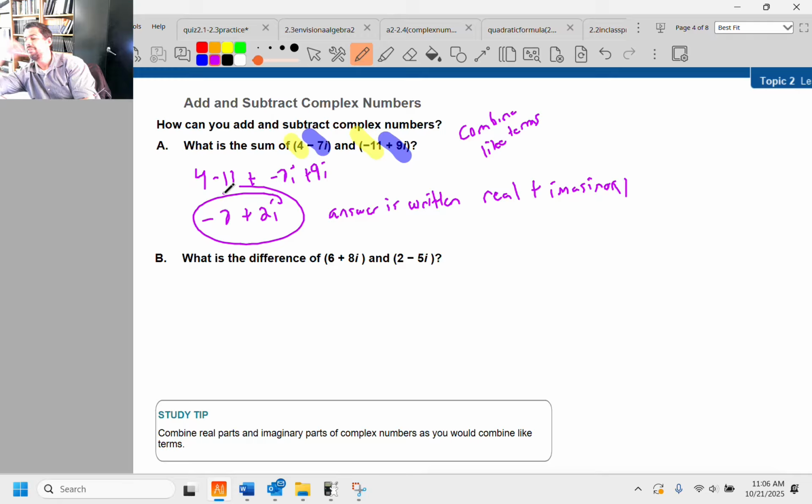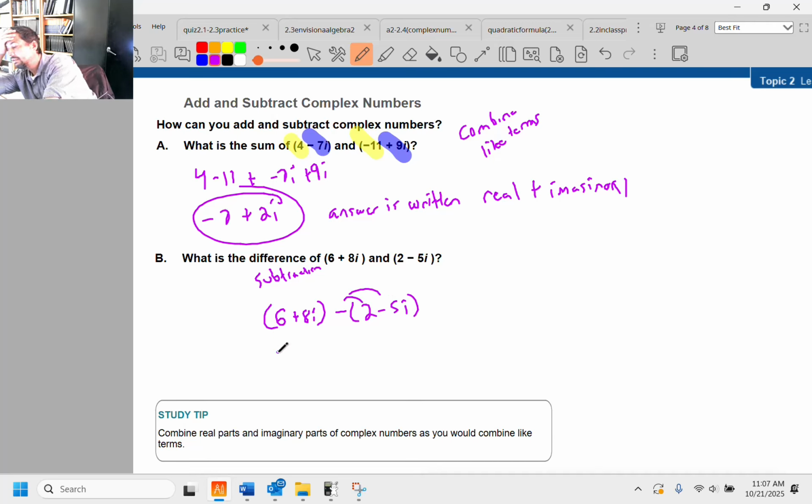All right, what is the difference between 6 plus 8i and 2 minus 5i? Well, difference would be subtraction. So what we're thinking here is 6 plus 8i minus (2 minus 5i). More kids will miss subtraction and addition all day long because they will forget to distribute their negative. You got to distribute that negative. It's 6 plus 8i minus 2 plus 5i.